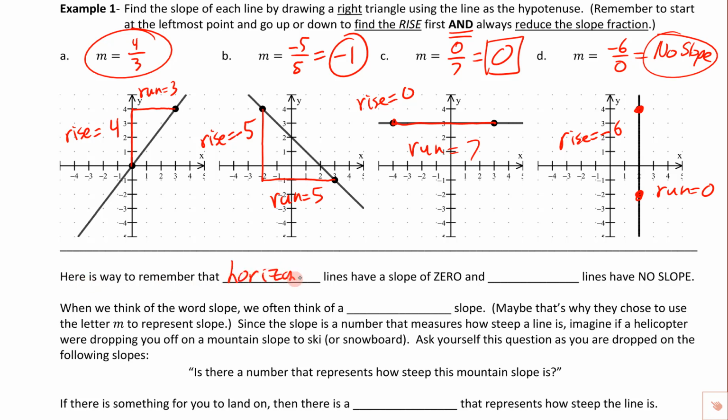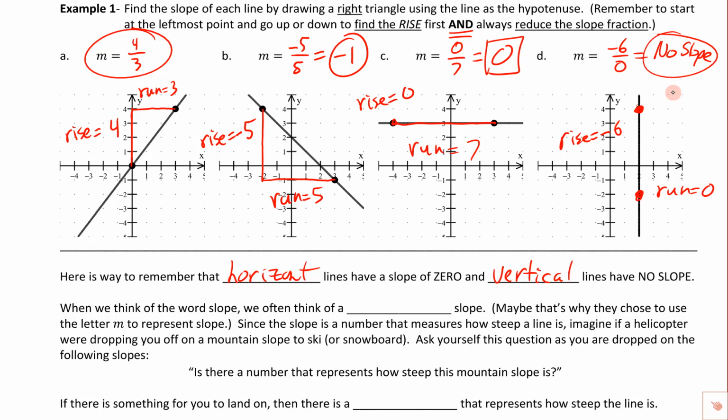Horizontal, this is horizontal, it's flat like the horizon, have a slope of 0, and this is called vertical, and vertical lines have no slope. So vertical lines have no slope. So this is horizontal right here. This is vertical right here. So horizontal, this has a slope of 0. Vertical, this has no slope.